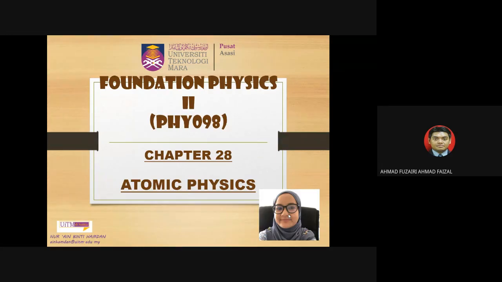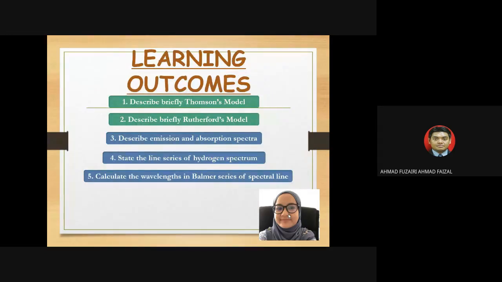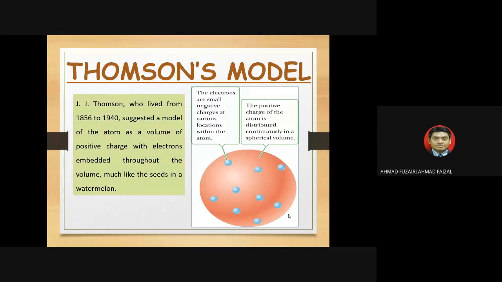So just follow the lesson plan so that you understand which part of the subtopics you should concentrate on. For the subtopics, it is 28.1 until 28.2. And 28.3 until 28.5 will be discussed by other persons. So these are the learning outcomes.